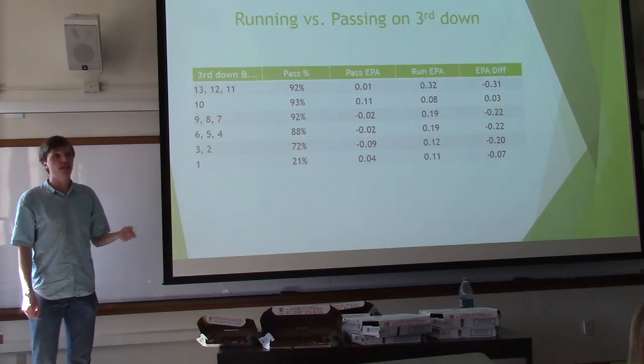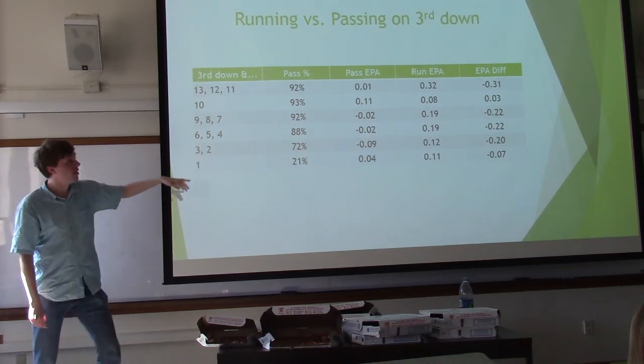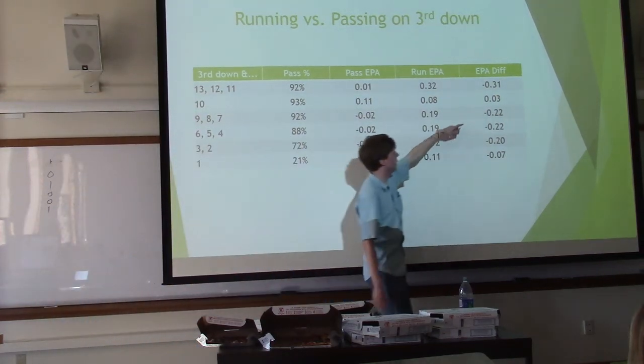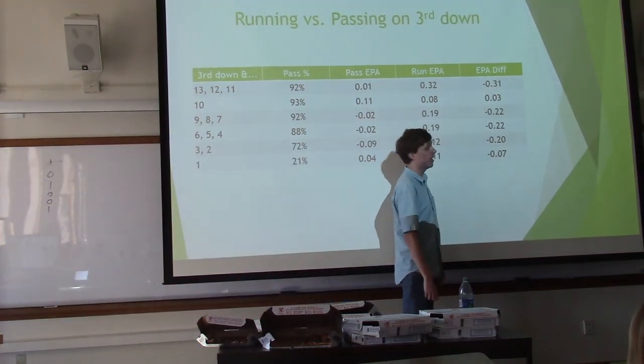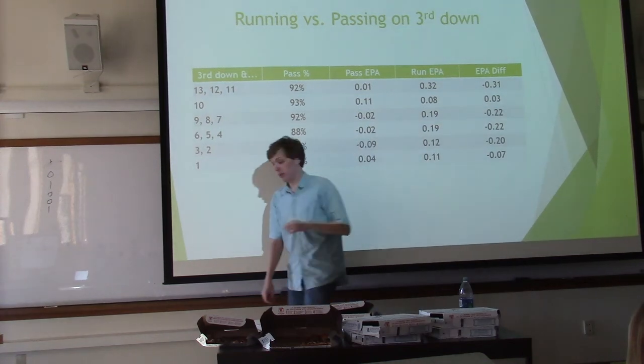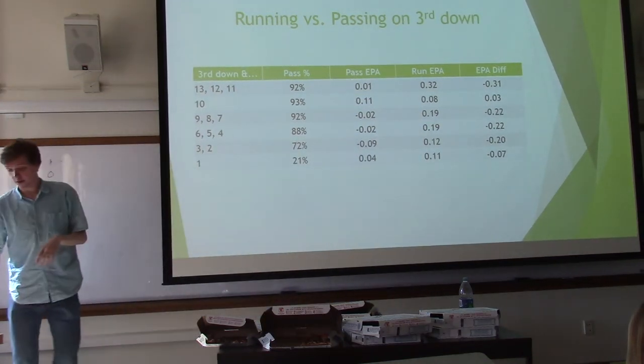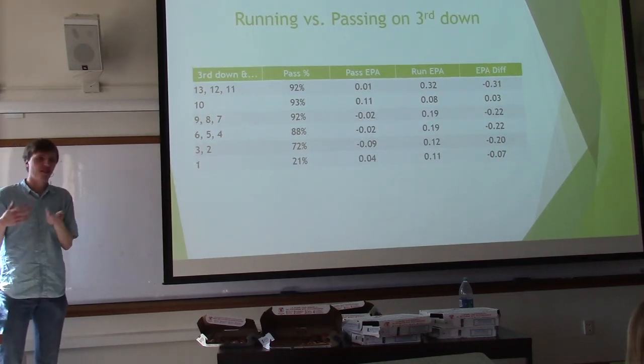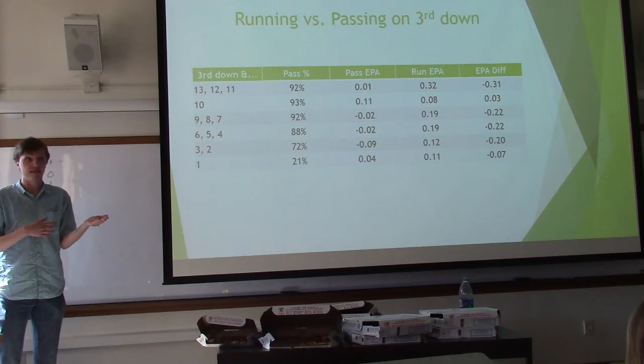On third down it's almost always better to run. By a huge amount, and by pretty big values there. Those negative values mean it's better to run on third down. And why is this? Probably because the defense is kind of expecting a pass on third down.